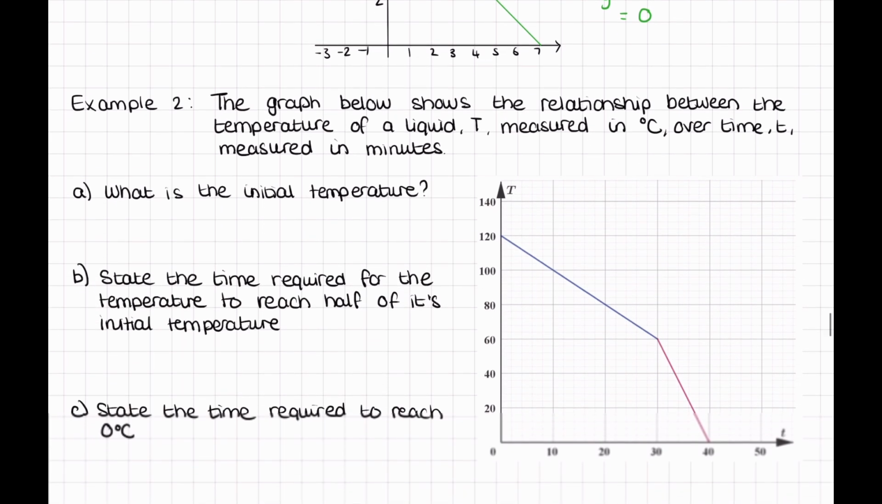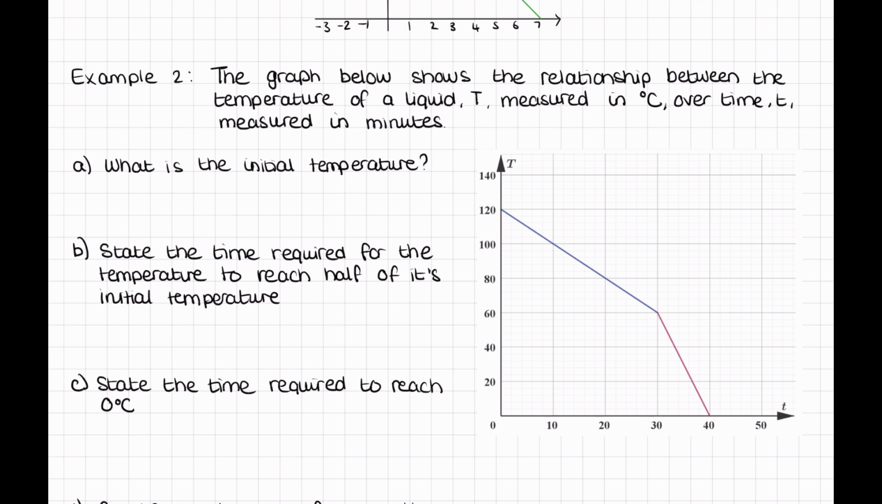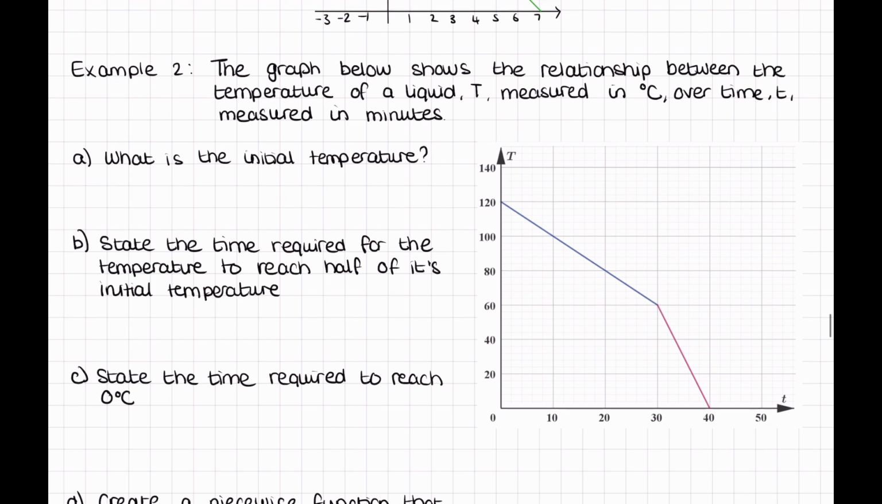Example 2, the graph below shows the relationship between the temperature of a liquid, T, measured in degrees C, over time, t, measured in minutes. Part A, what is the initial temperature? Initial temperature is when time equals 0, so the start, which is right here on the graph, I've just circled it in purple.